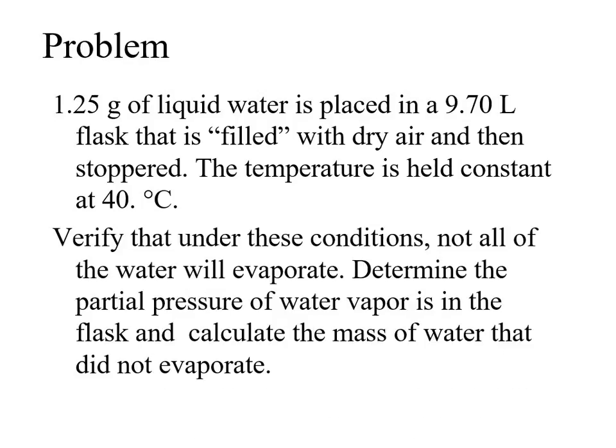Verify. So again, verify is going to help us, okay? Verify that under these conditions, not all of the water will evaporate. And then the follow-up is determine the partial pressure of the water vapor in the flask at equilibrium. That's easy. We just pick that off the table, okay? And then also calculate your puddle that's left. Calculate the mass of water that didn't evaporate.